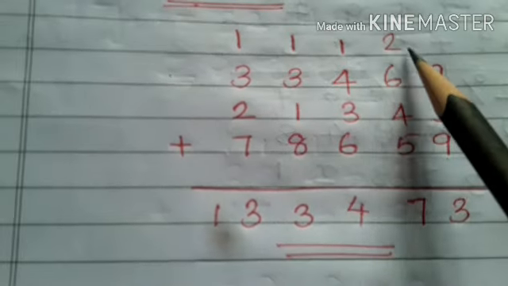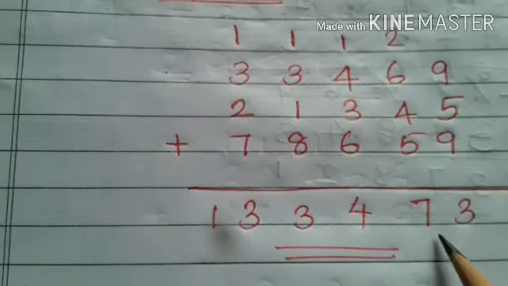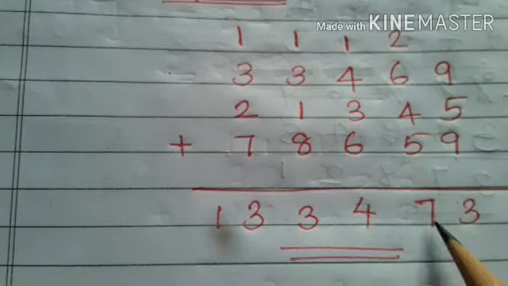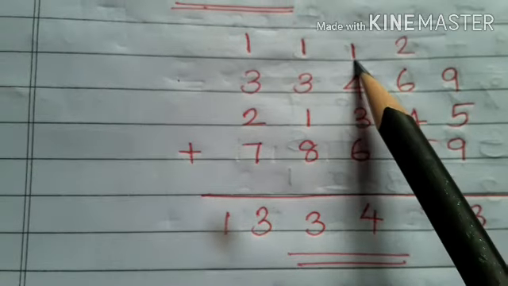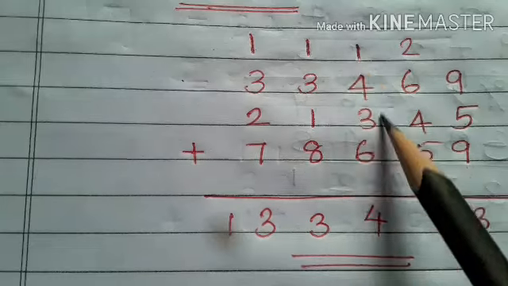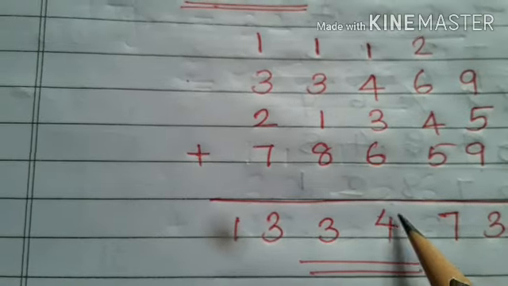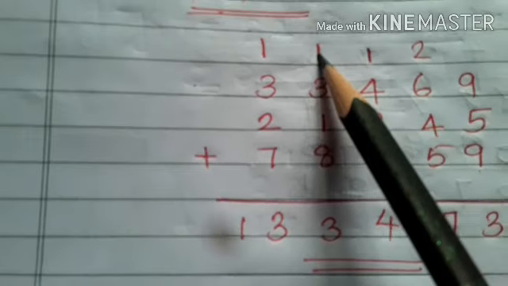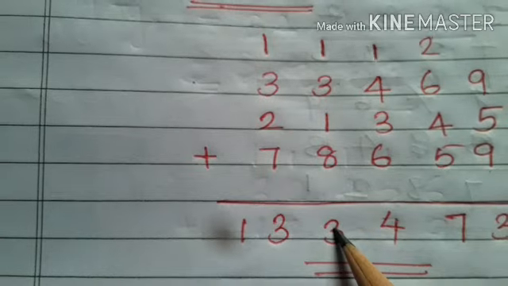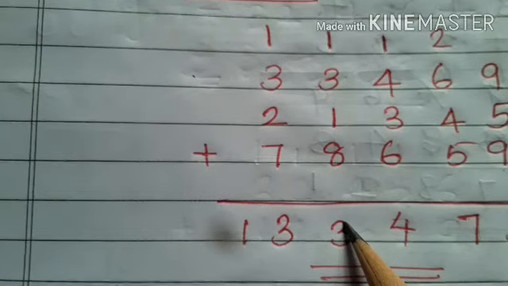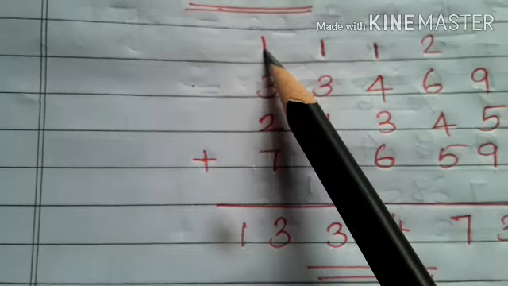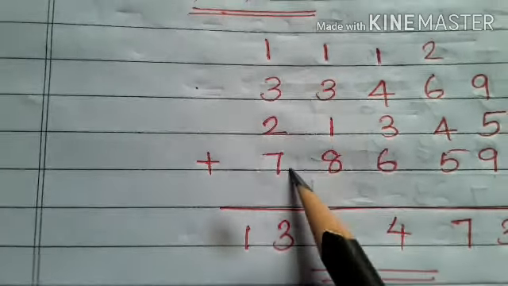3 right here, carry over 2 in tens place. Then add the numbers, we get 17. 7 right here and carry over 1 in hundreds place. Then add the numbers, we get 14. 4 right here and 1 carried over in the thousands place. Then add the numbers, we get 13. 3 right in thousands place and 1 carried over in 10,000s place. Then add the numbers, we get 13.